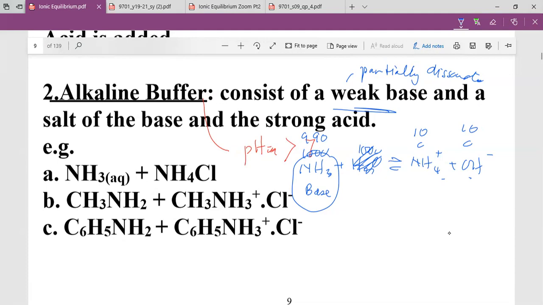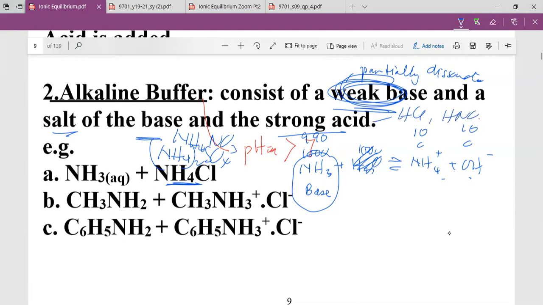And of course, it must be the salt of the base and a strong acid. This base here, ammonium chloride or ammonium sulfate also can, or ammonium nitrate. That means it must react with HCl or HNO3 or H2SO4. So it must be a strong acid. So the salt, why? Because then it will be completely dissociated, and it gives NH4+ and Cl-.